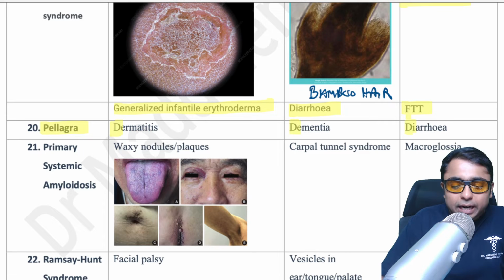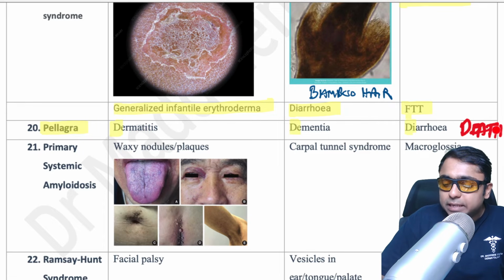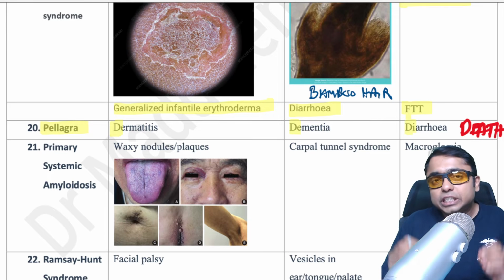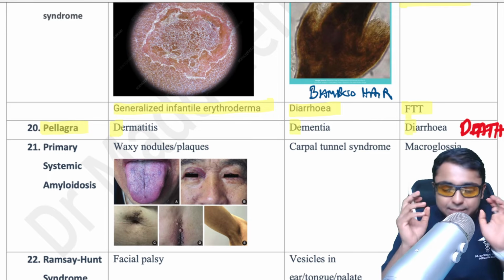And if it is left untreated, unfortunately, there is going to be a last D which will be seen, which is death. So have you answered in the comments what is the deficiency seen here? Yes, if you have thought of vitamin B3, that is niacin deficiency, you are absolutely right, associated with Casal's necklace.